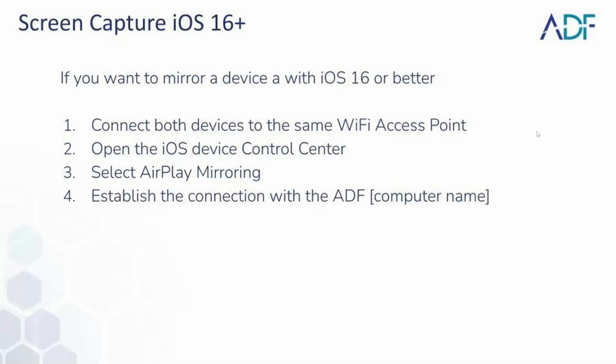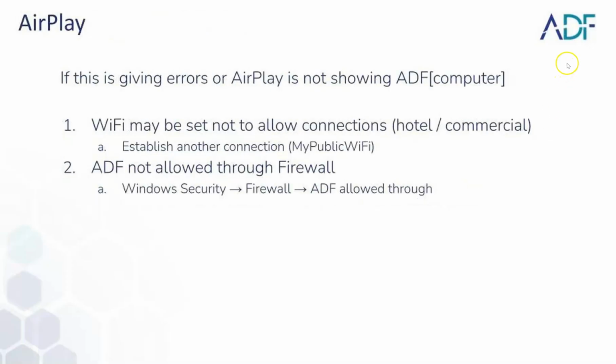You connect both devices to the Wi-Fi access point. You open the iOS device control center. You select AirPlay mirroring, and then establish that connection with the ADF and the computer name that shows up in the AirPlay mirroring screen. We will show you that here in a couple minutes.